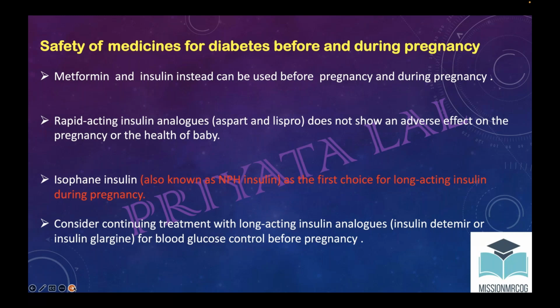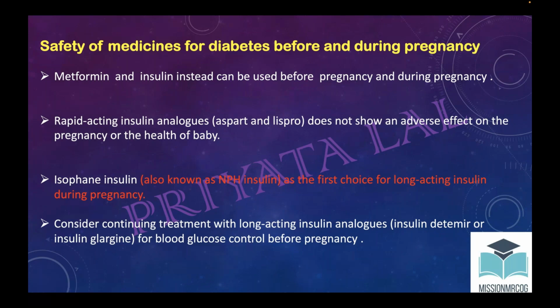Actually, I'll also speak about insulin. There are usually 3 types of insulin. One type is long acting insulin, like detemir or glargine. They usually have a longer time of action, so they are usually given once or twice a day.